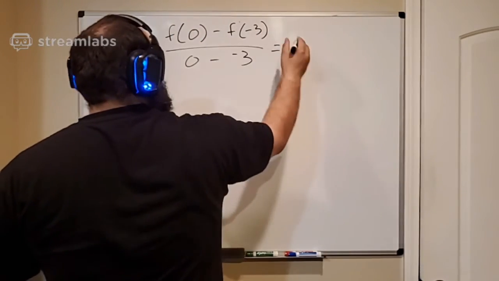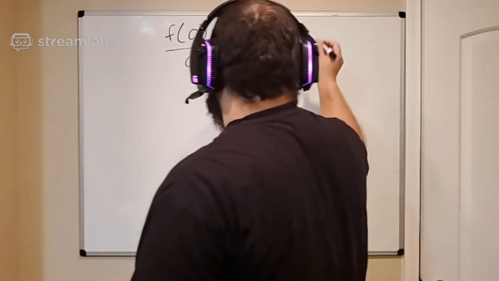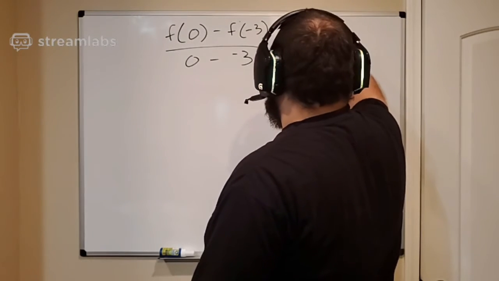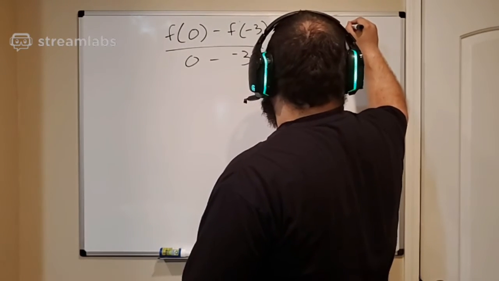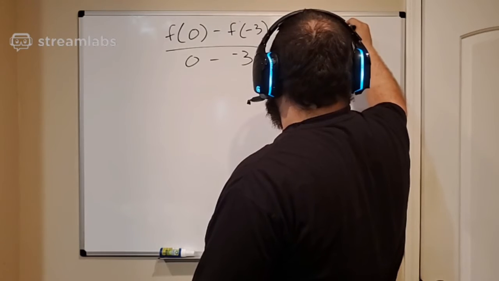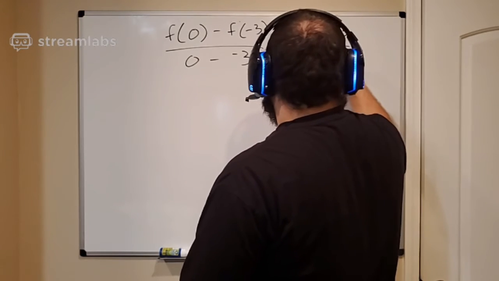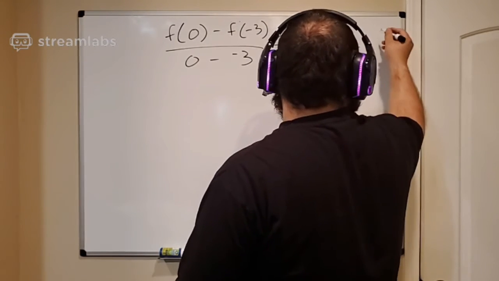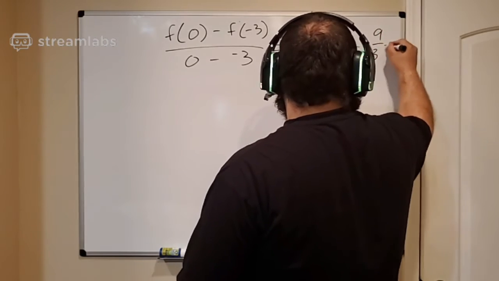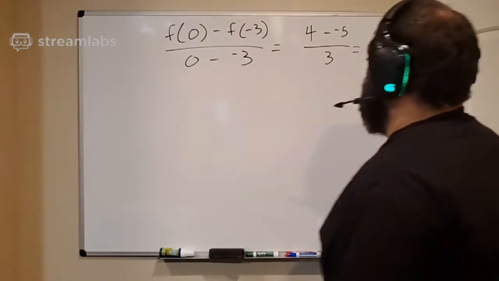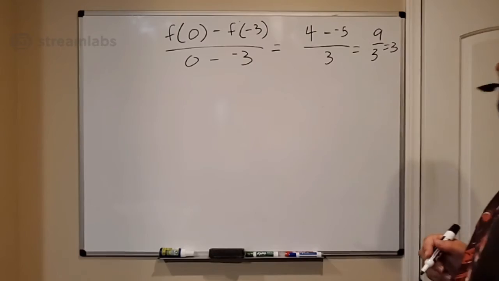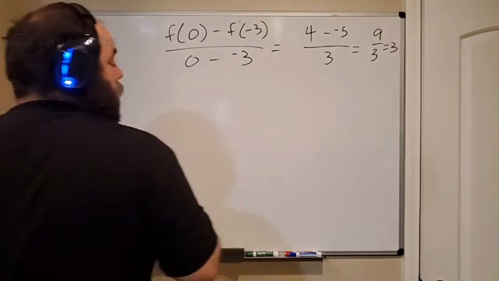F of -3 is negative 5 over... -5 over -3. So I get 9/3, which is 3. And then we want... 9/3 equals 3.